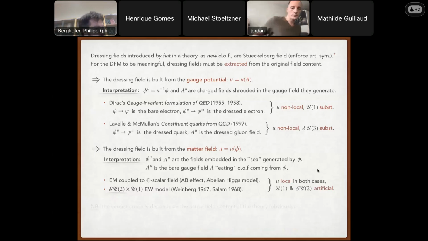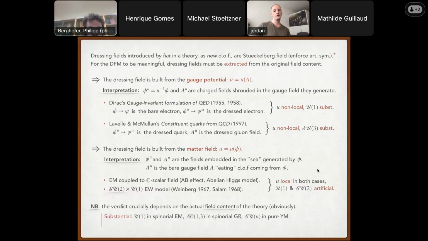I should also stress that the judgment about the artificiality or substantiality of a gauge theory crucially depends on the field content of the theory. It is kind of obvious, but it seems something that is sometimes overlooked in the physics literature. For example, in spinor electromagnetism, U1 is substantive. So is Lorentz in spinor GR, and so is SU(N) in pure Yang-Mills. But they become respectively artificial. For example, U1 is artificial in scalar electromagnetism, or Lorentz symmetry is artificial in pure GR without spinor matter fields.